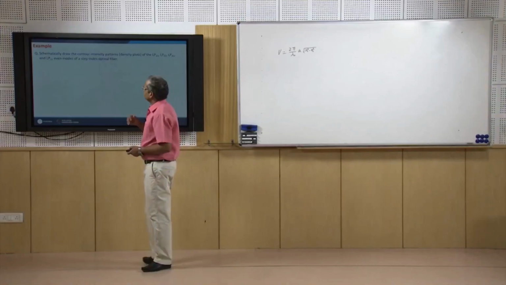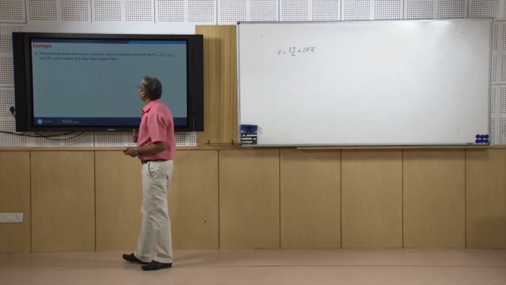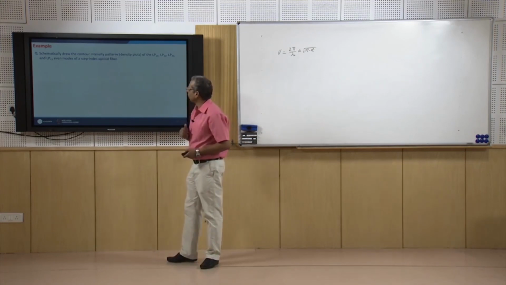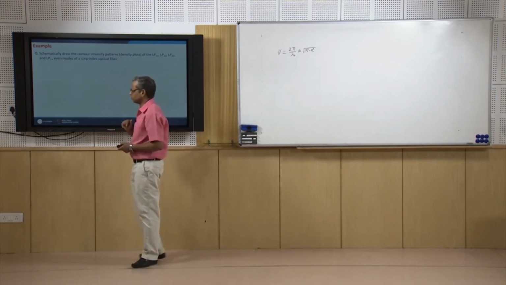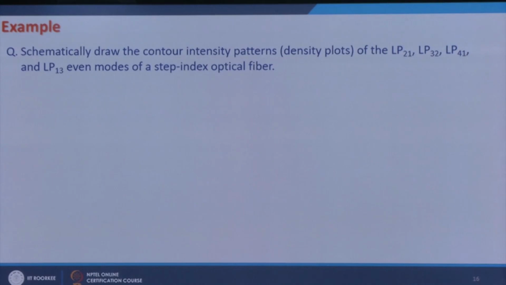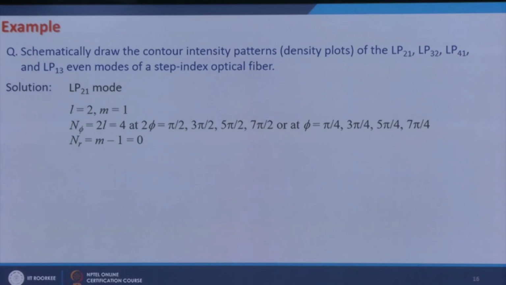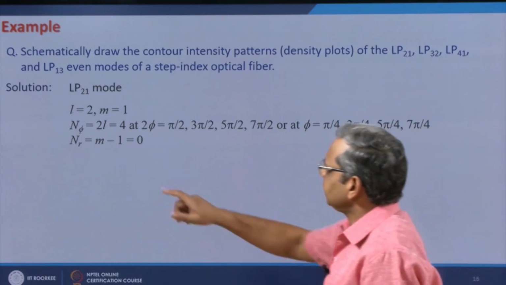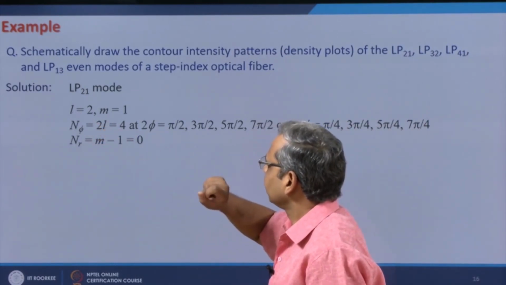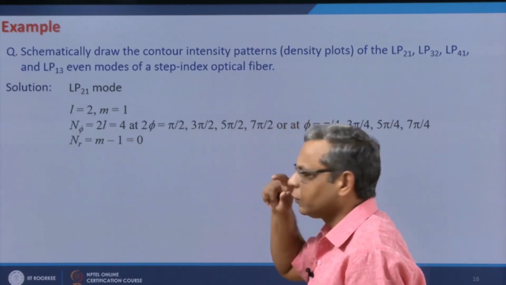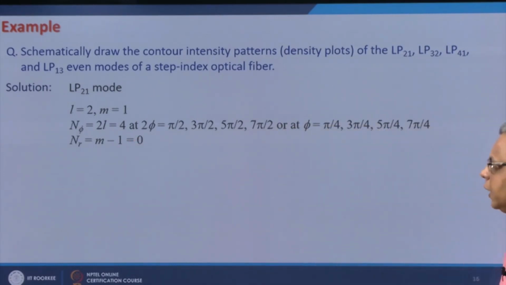Next example is to schematically draw the contour intensity plots or density plots of these modes, and I just want to draw the patterns of even modes, so the cosine L phi solution. Let me do it for LP21 mode. For LP21 mode, L is equal to 2. So, the number of zeros in phi direction is 2L, so they are 4. Now, where are these 4 zeros located?